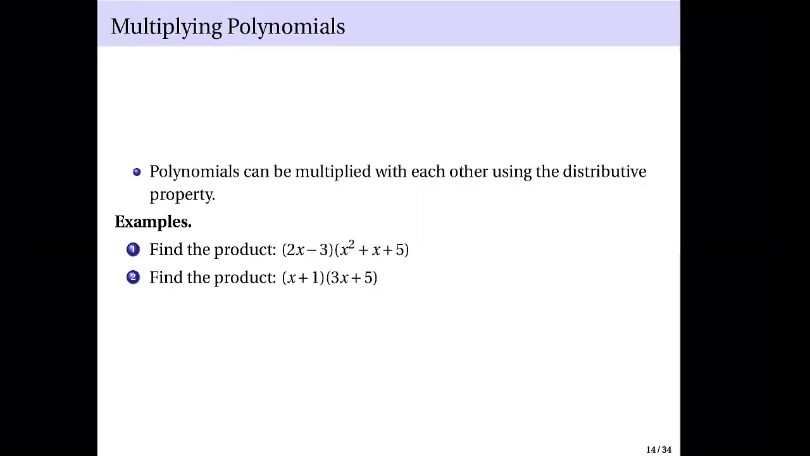So now we're back. This time we want to multiply polynomials. Polynomials can be multiplied with each other using the distributive property. We just distribute one term or one polynomial into each of the terms in the other polynomial. Here are again the examples that we will be working on off the record. I'll hit pause again.